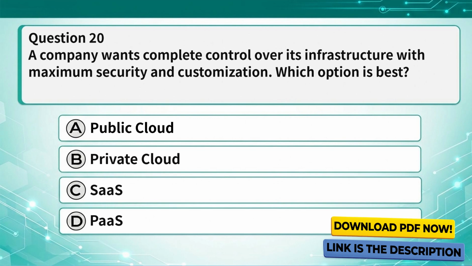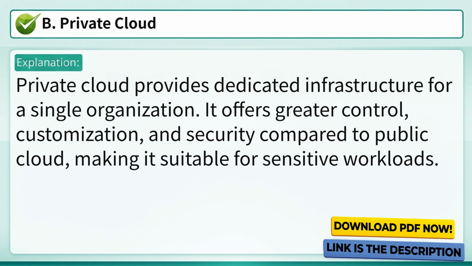Question 20. A company wants complete control over its infrastructure with maximum security and customization. Which option is best? A. Public cloud. B. Private cloud. C. SaaS. D. PaaS. Answer. B. Private cloud. Explanation. Private cloud provides dedicated infrastructure for a single organization. It offers greater control, customization, and security compared to public cloud, making it suitable for sensitive workloads.